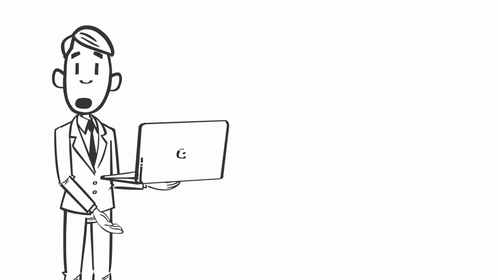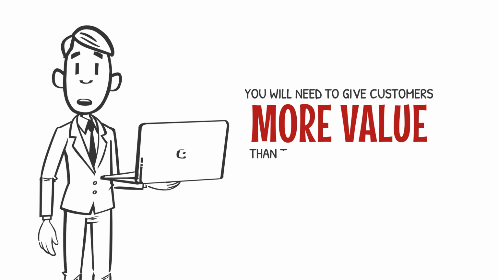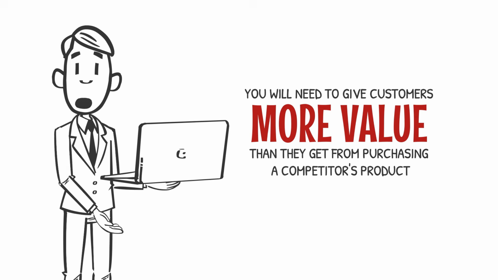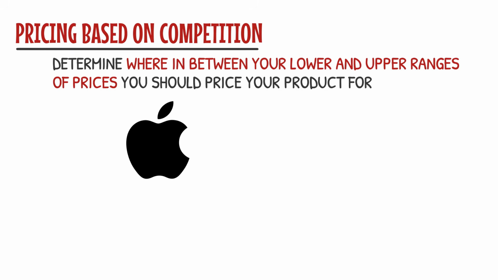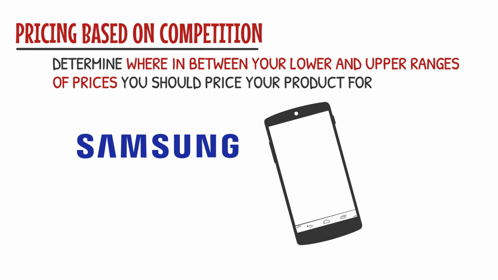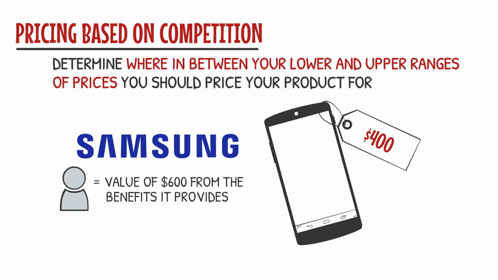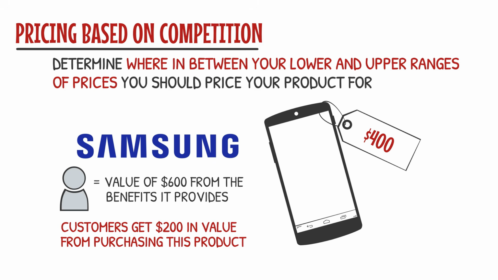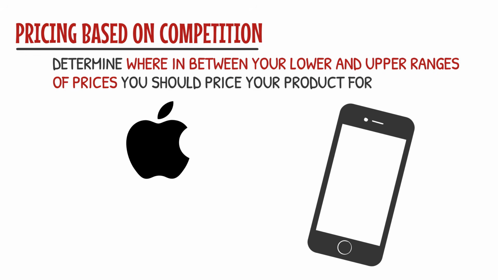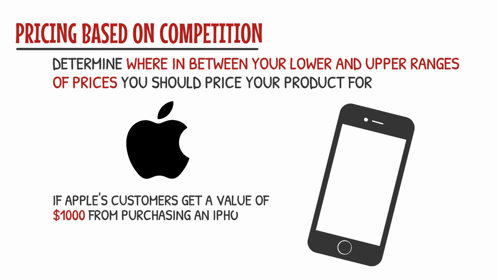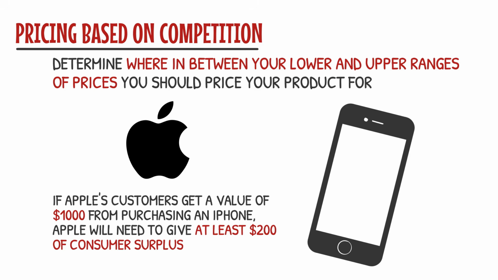In order for customers to purchase your product, you will need to give customers more value than they get from purchasing a competitor's product. For example, Apple's main competitor Samsung has a competing smartphone that they are selling for $400. This product provides customers a value of $600 from the benefits it provides. Therefore, customers get $200 in value from purchasing this product. If Apple's customers get a value of $1,000 from purchasing an iPhone, Apple will need to give customers at least $200 of consumer surplus to make customers purchase an iPhone instead of a Samsung smartphone. Therefore, Apple can charge a maximum of $800 for their iPhone.